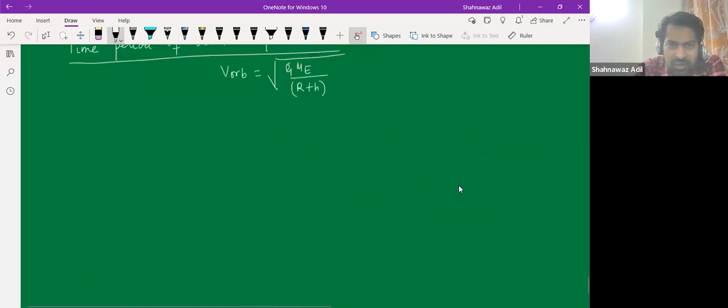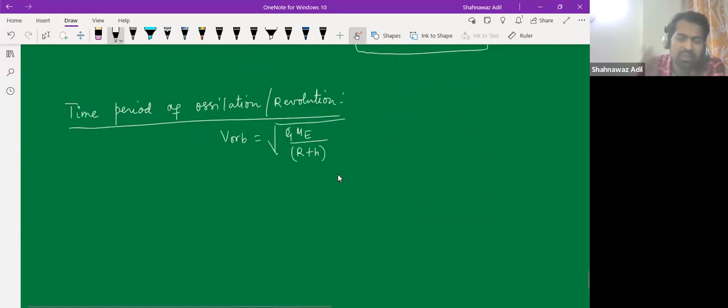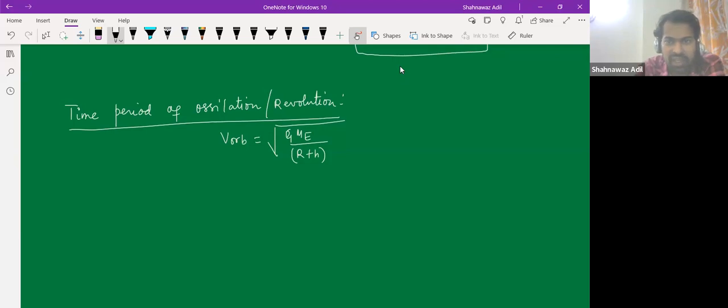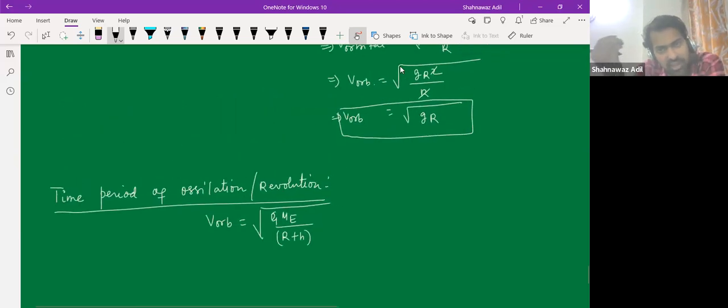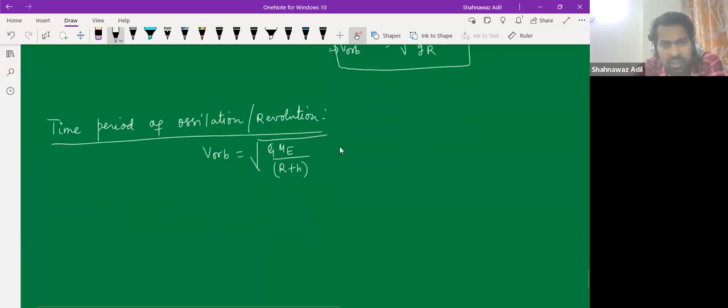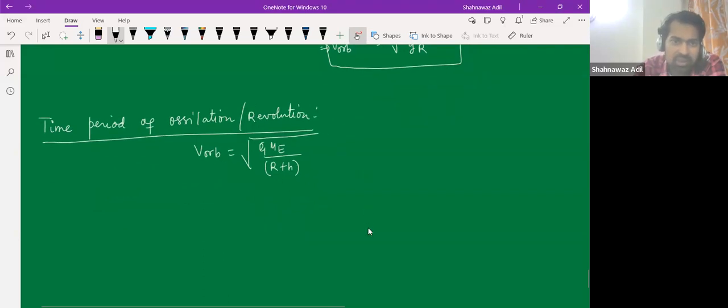Sir, instead of writing this, can't I just write g into R? Yes, that would be at the surface, right? But the satellites are at some height, they're not at the surface. Depending upon the question, whether they tell us we are taking the Earth's surface, or the satellite is at some certain height, we can use either.